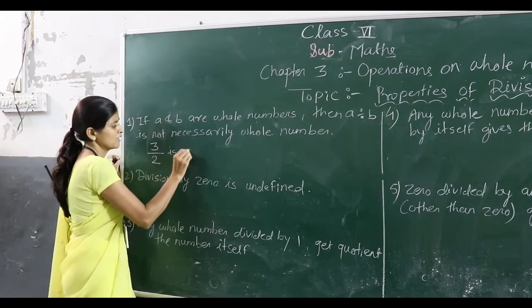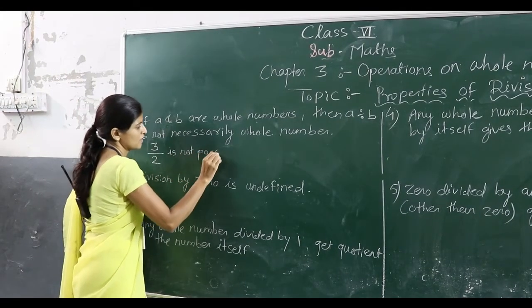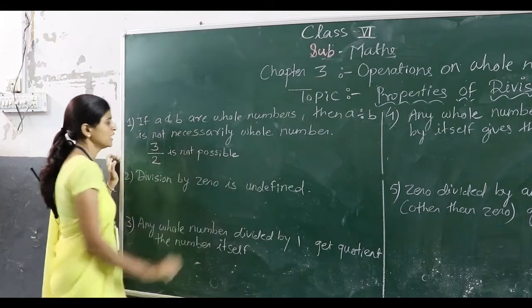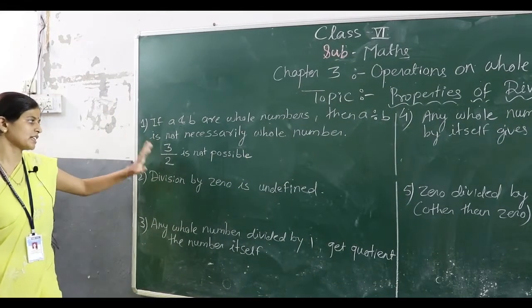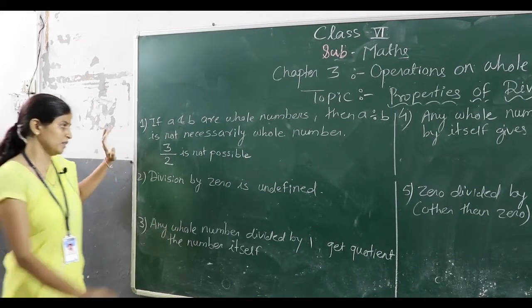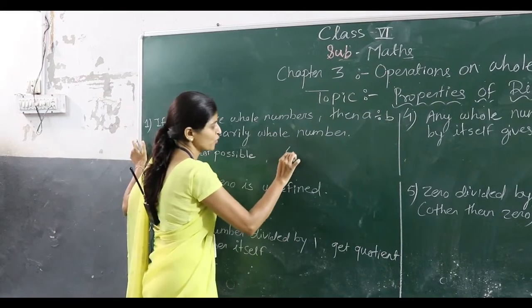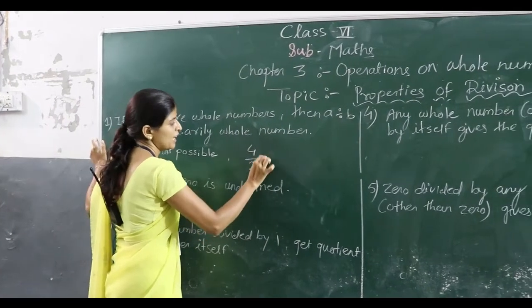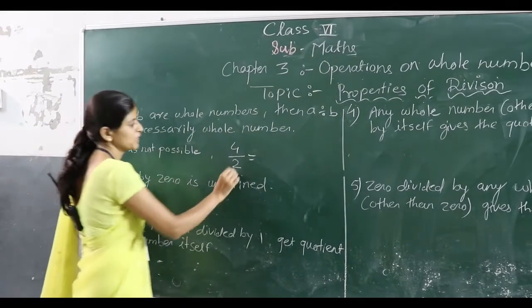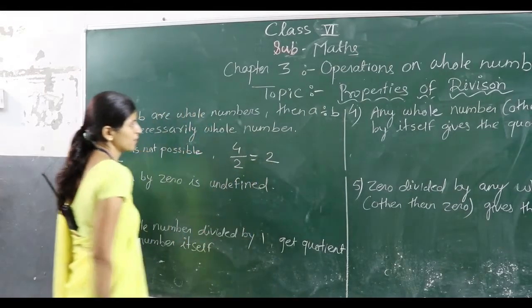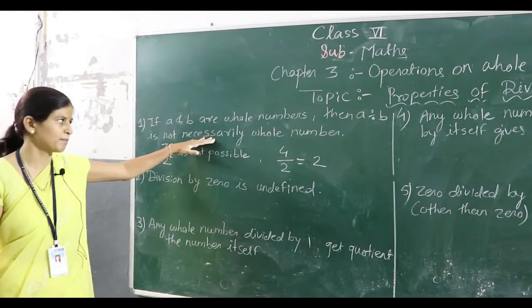Means, therefore, it is not necessarily that we get a whole number as the answer. Suppose we take the second number 4. If A equals 4 and we divide by 2, B equals 2, we get a whole number answer. That's why it is not necessarily a whole number.